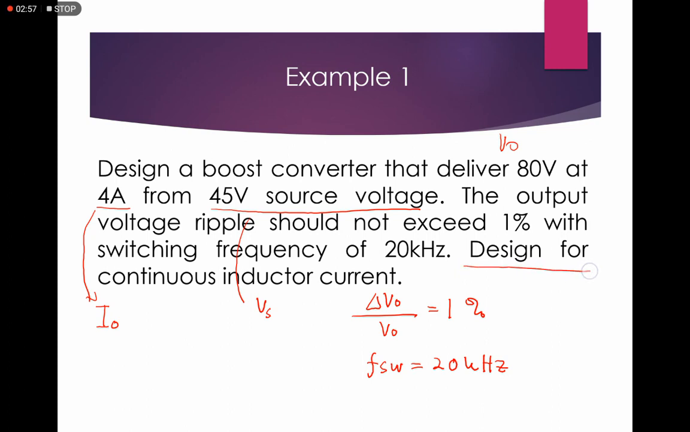You need to design for continuous inductor current. Once it mentions continuous inductor current, you need to prove whether the inductor current is continuous or not. By means of that, you need to find your average inductor current, and then make sure that your minimum and maximum inductor current are both positive values. Let us try this example number 1. I will guide you step by step, and for the next example maybe you can give it a try and then we can discuss during the Q&A session later.